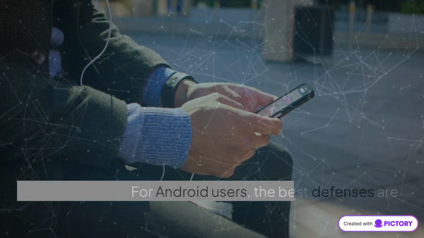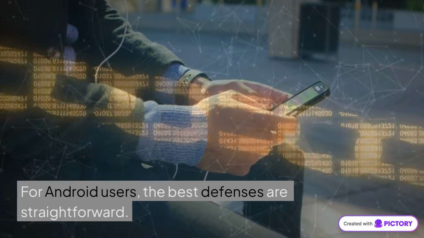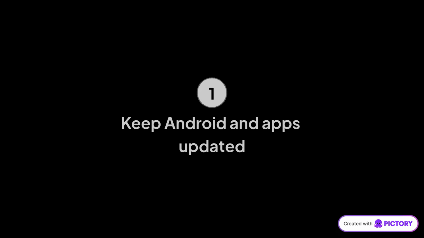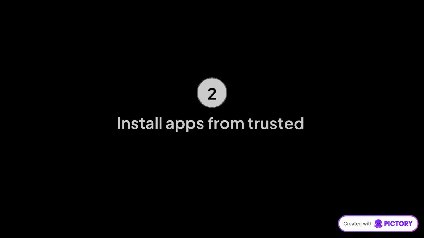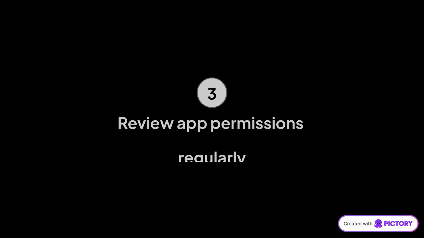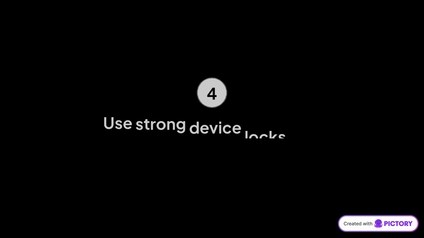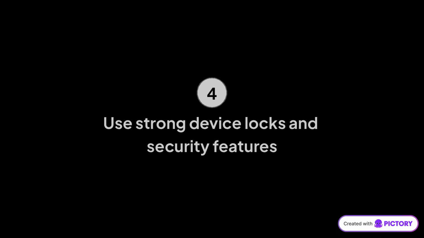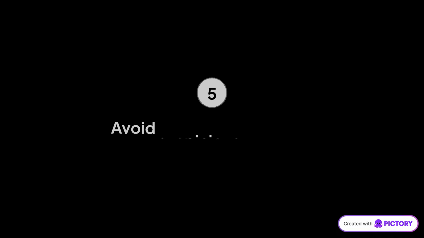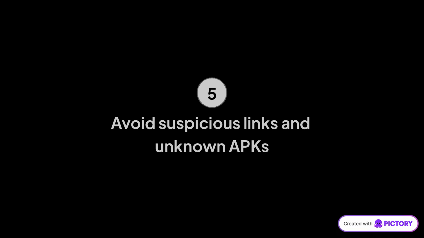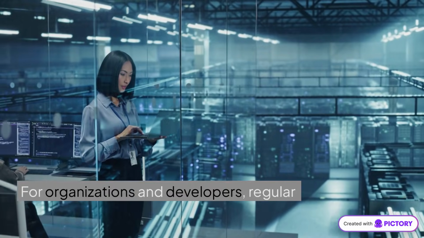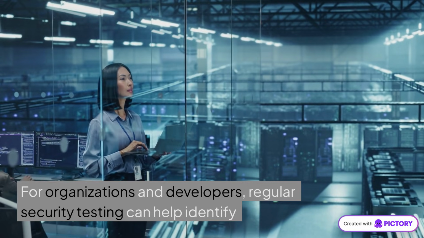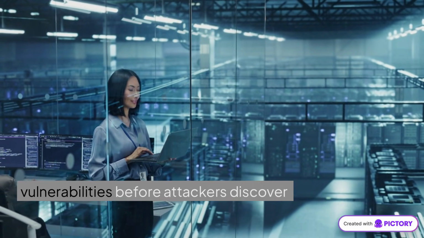How to stay safe for Android users: the best defenses are straightforward. Keep Android and your applications updated. Only install applications from trusted sources. Review application permissions regularly. Use a strong device lock and enable available security features. And avoid opening suspicious links or installing unknown APK files. For organizations and developers, regular security testing can help identify vulnerabilities before attackers discover them.